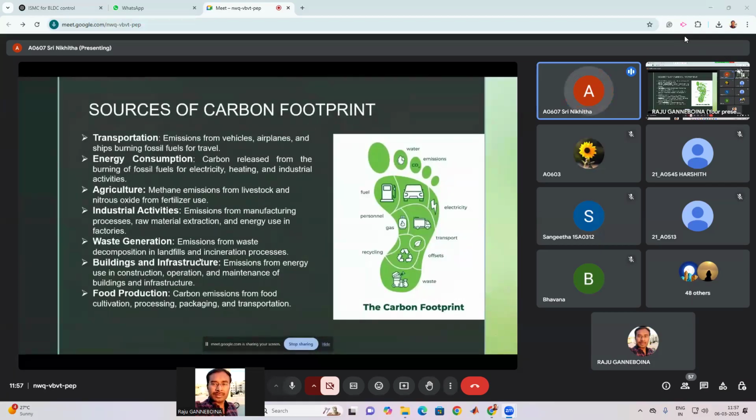The next one is buildings and infrastructure. Emissions from energy used in construction, operation, and maintenance of buildings and infrastructure also cause carbon emissions. The next one is food production. Carbon emissions from food cultivation, processing or packaging of the foods, and transporting from one place to another are also a main cause of carbon footprint.